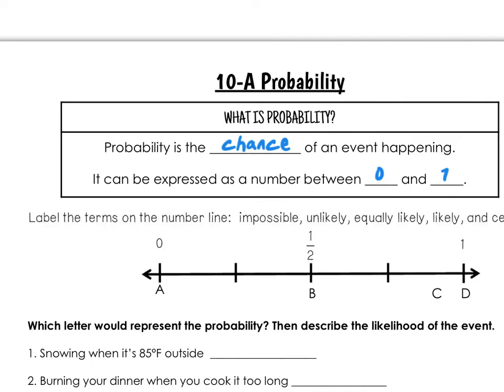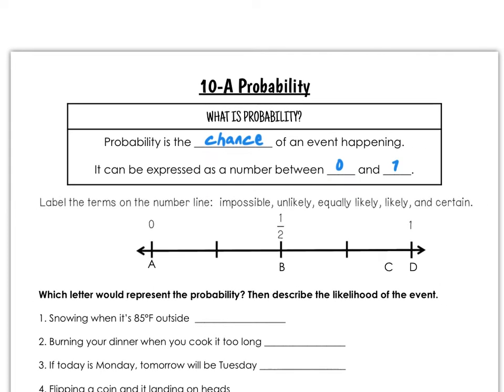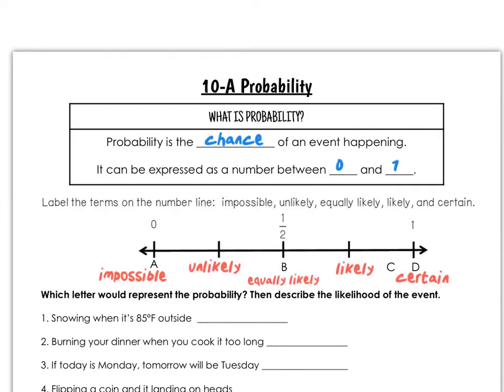So now we're going to take a look at this number line here, and this is the probability number line. It says above it, label the terms on the number line: impossible, unlikely, equally likely, likely, and then certain. So I would like you to pause your video so you can write in the words like I have. Here I used red. Here underneath the 0, you're going to write impossible.